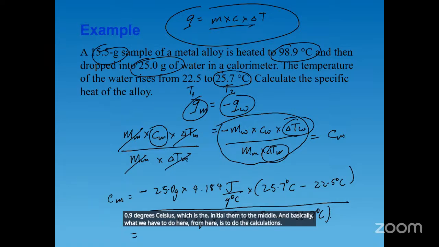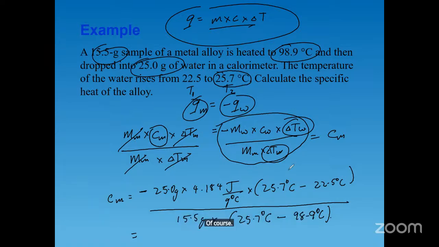Of course, it's best to work out what's within the parentheses first. So 25.7 minus 22.5, according to my calculation, that works out to be 3.2 degrees Celsius. And then as far as the other part down below, 25.7 minus 98.9, according to my calculation, this works out to be minus 73.2 degrees Celsius. All right. And then we do the rest.